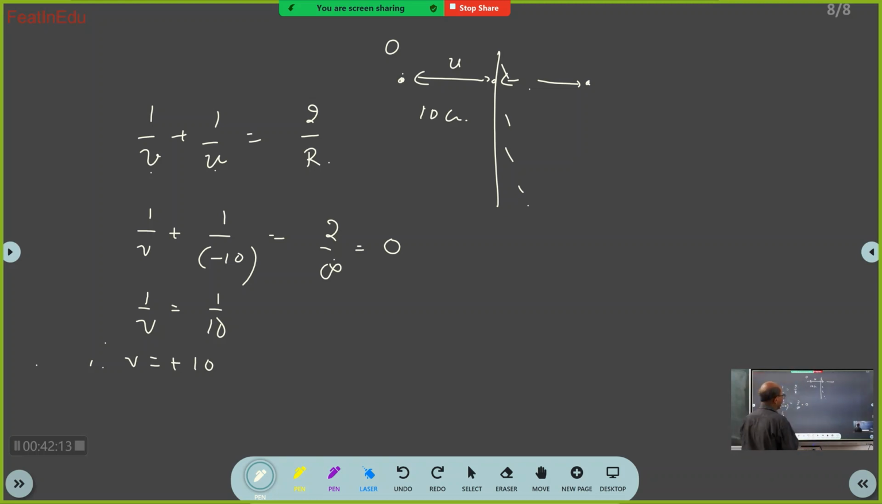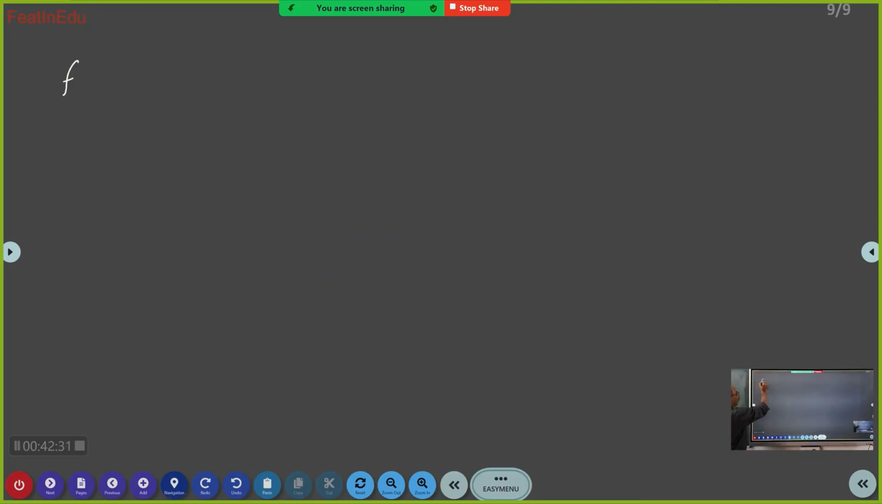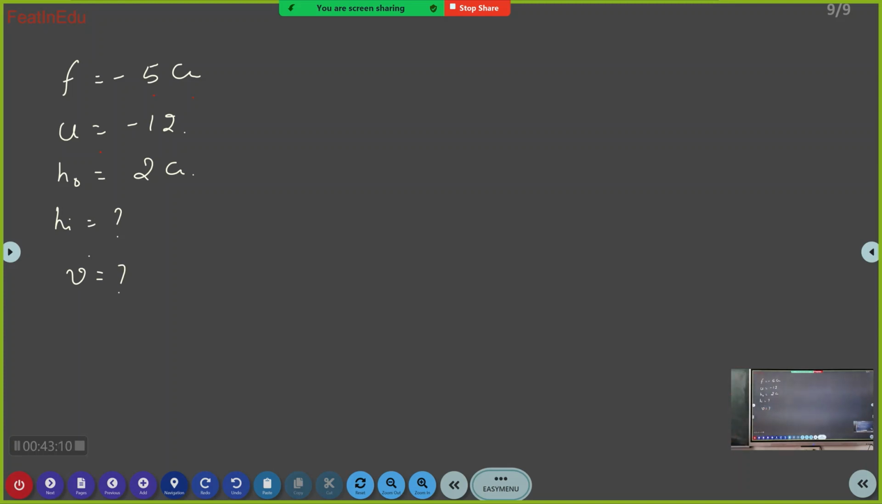So what you will get here in that particular case, you can draw it and see. Focal length, I told you, how much? 5 centimeters. So f is equal to minus 5, write that, because it is a concave mirror. So we have to put the minus sign. Then the object is kept at 12 centimeters, so u is equal to minus 12. Height of the object is 2 centimeters. These are the given quantities. What do you have to find out? You have to find out hi and v. These are two unknown quantities.